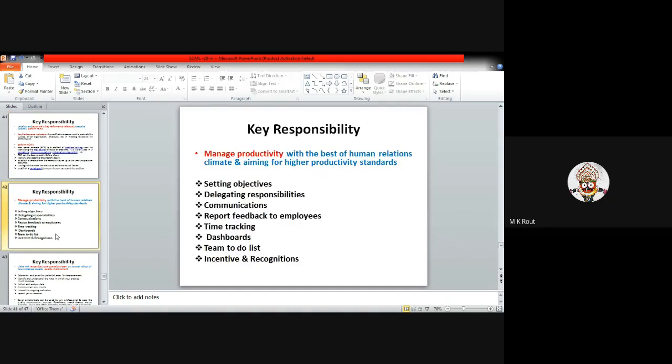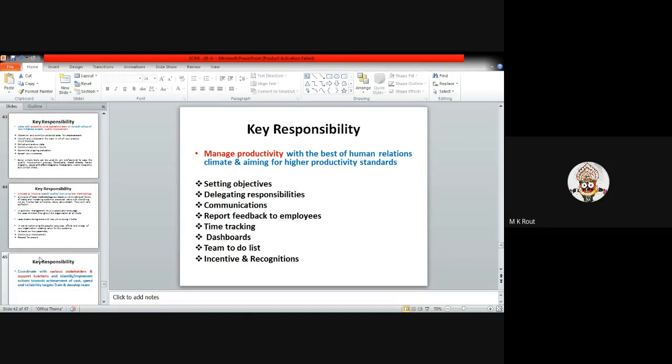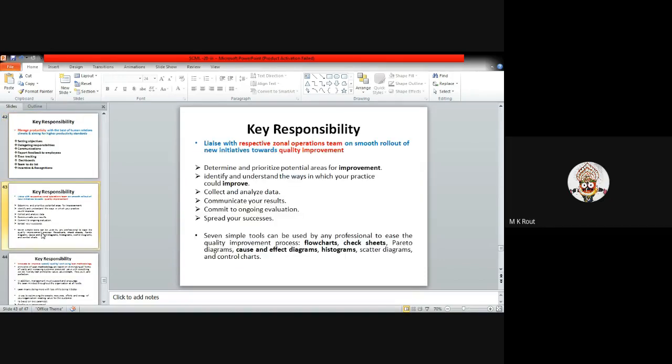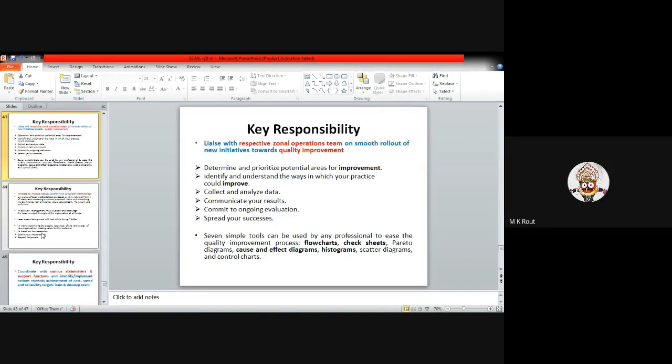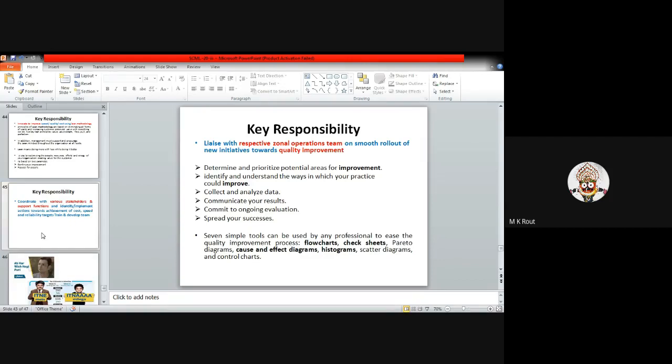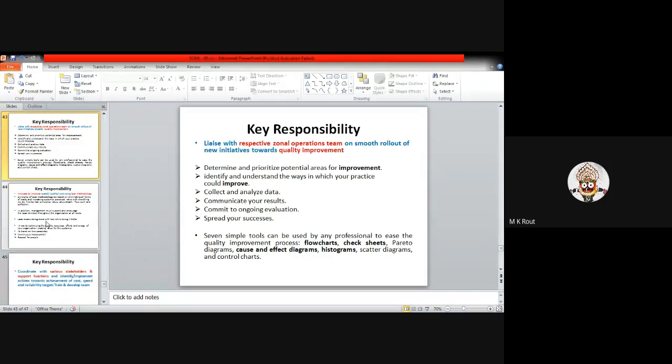Moving to the next one, manage productivities. In case of manage productivities, this includes setting objectives, delegating responsibilities, communication, report feedback to employees, time tracking, dashboards, team to-do list, incentive, and recognitions. Moving to the next one, I will share this particular PPT. We have only two slides left.